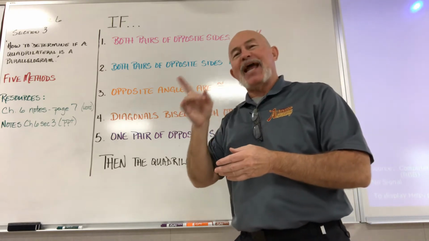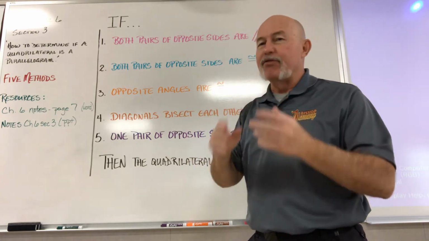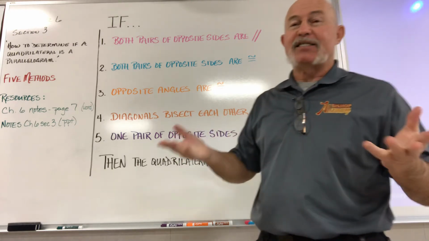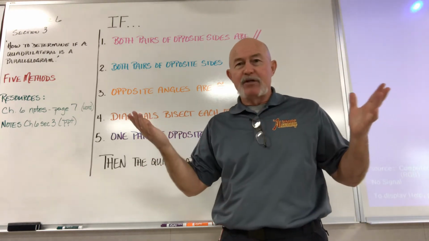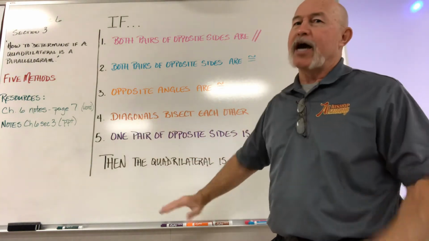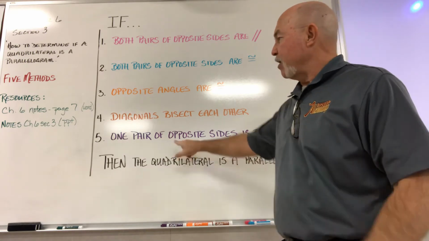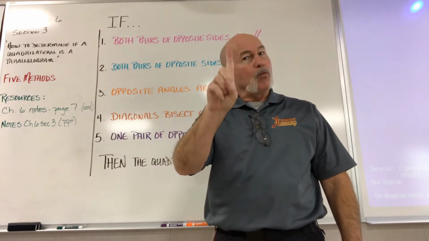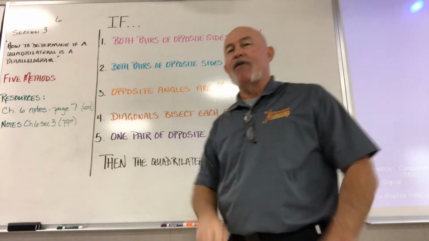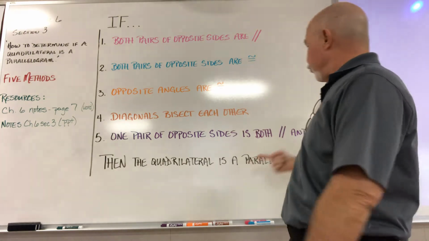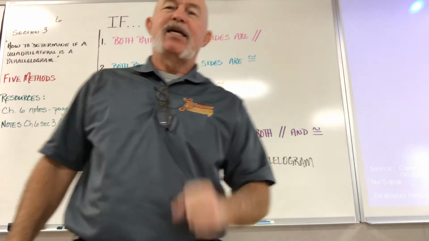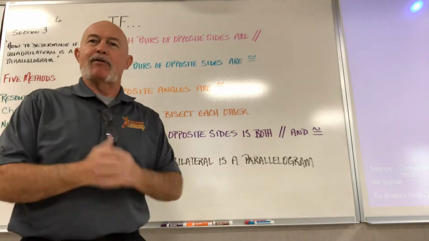If the opposite angles are equal, then it's a parallelogram. If the diagonals bisect each other, remember bisect just means cut in half, so if you got 2 equal parts on 2 different diagonals, you got yourself a parallelogram. And finally, if one pair, and it has to be the same pair, if one pair of opposite sides is both parallel and congruent, you got yourselves a parallelogram.